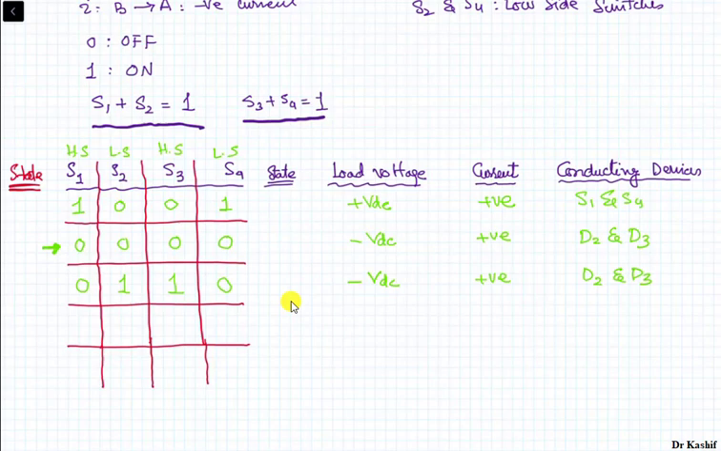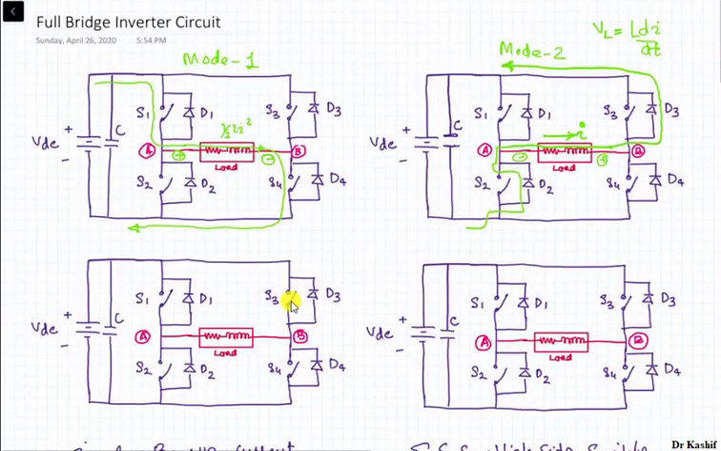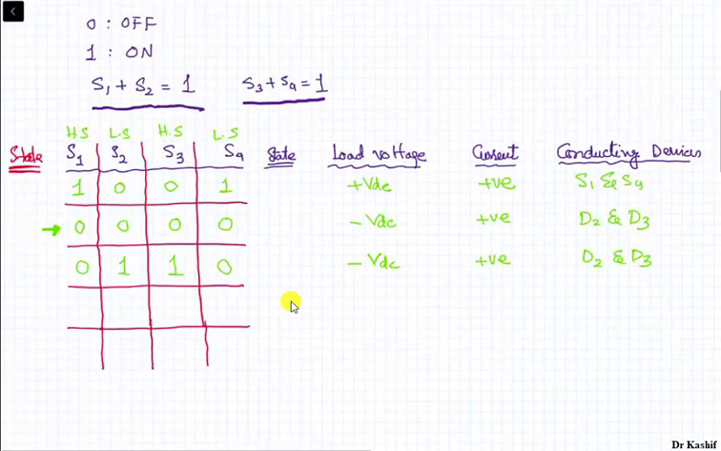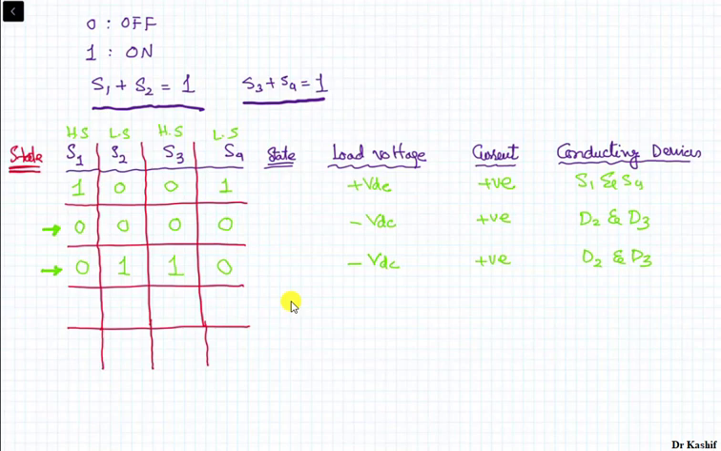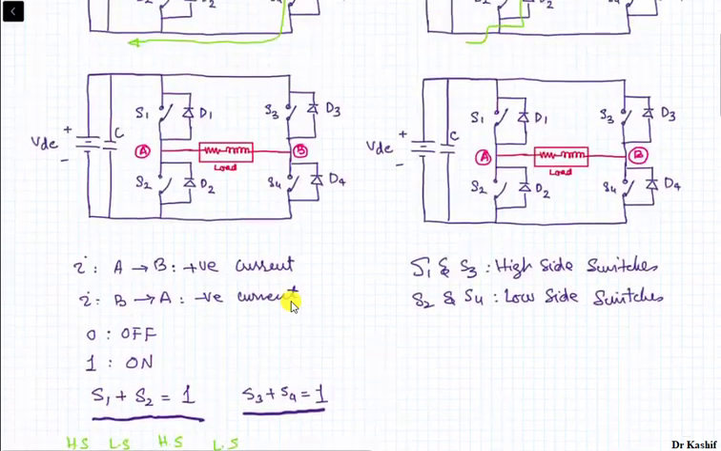And let's suppose that if we apply the gate pulses to S3 and S2, they will not be conducting. Conduction will be through D2 and D3, because the switches S2 and S3 cannot conduct in the opposite direction. So if I write down that state in the table, I have indicated the switches S1 and S4 are in off state, and for the switches S2 and S3 we have applied gate pulses, but they are not conducting. Load voltage is negative VDC and the current is still positive, moving from terminal A towards terminal B, and diodes D2 and D3 are in the conduction state.